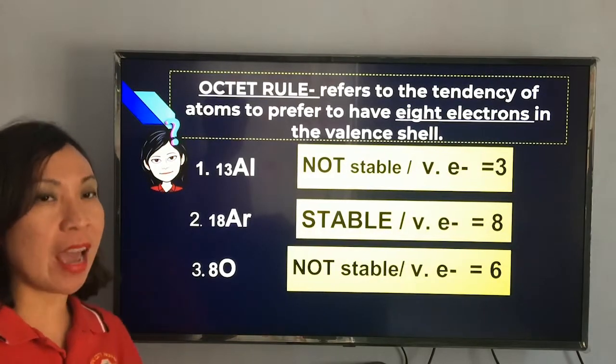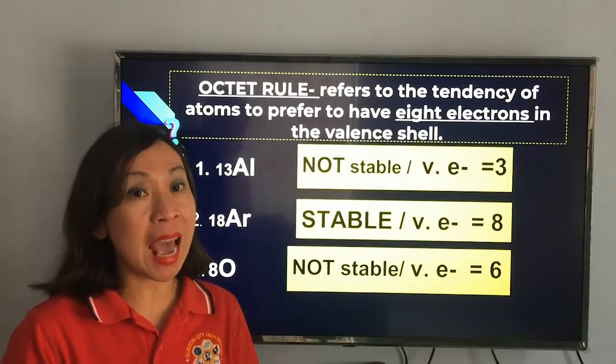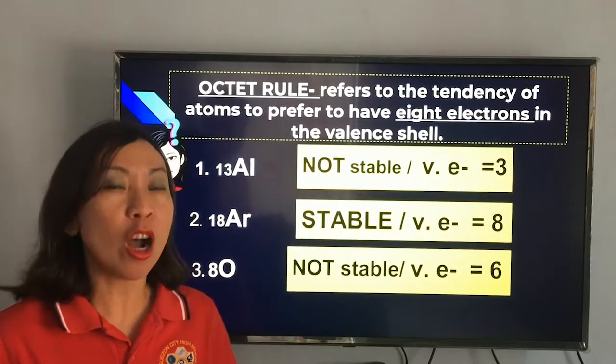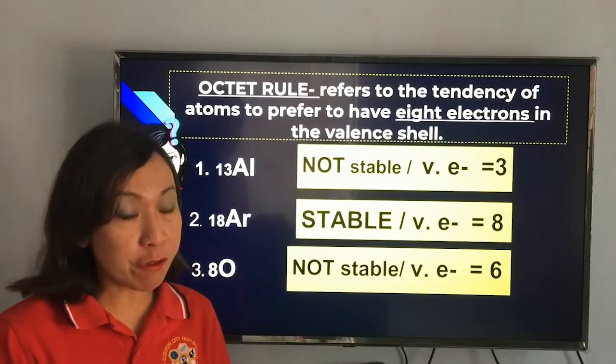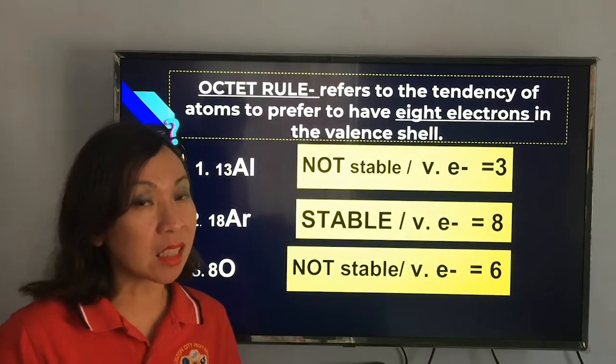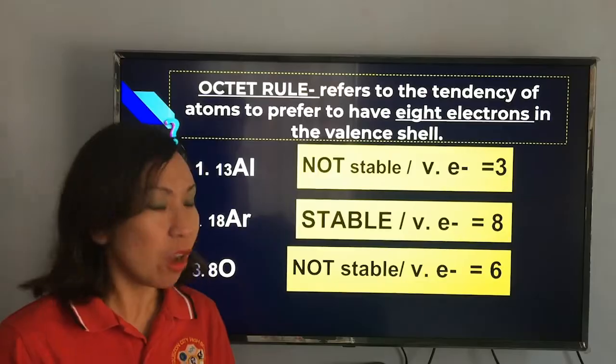So let's simplify. If an atom has 8 valence electrons, automatically it follows the octet rule, and it means it is stable. Okay, let's go to the next.